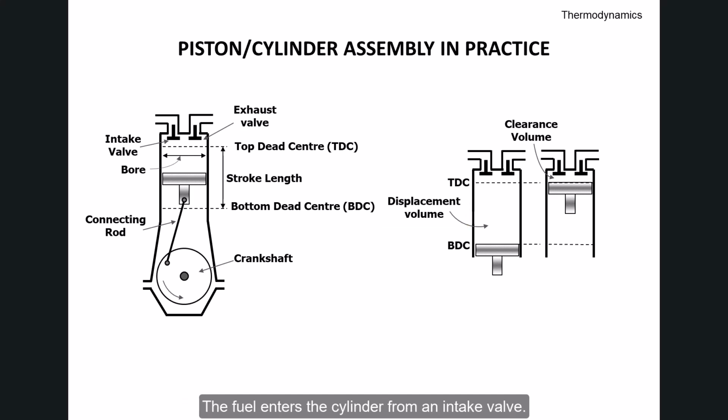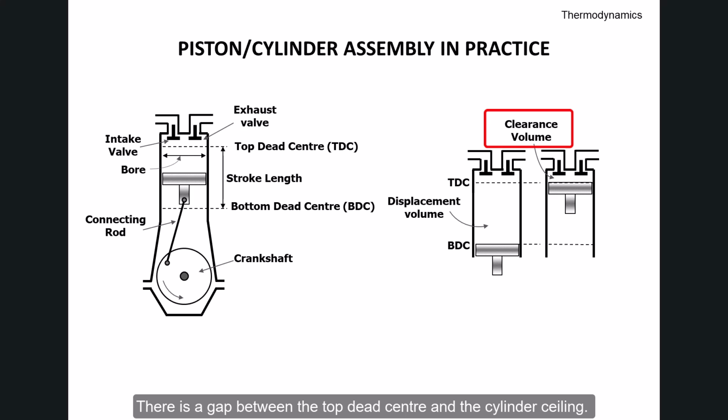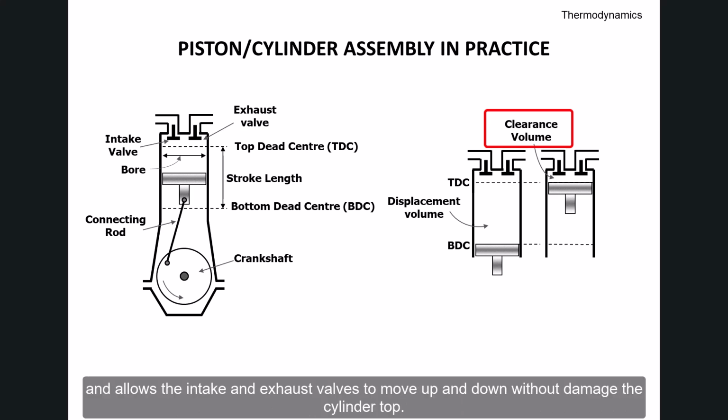The fuel enters the cylinder from an intake valve. After the combustion, the products of the combustion leave the cylinder from the exhaust valve. There is a gap between the top dead center and the cylinder ceiling. The volume in this gap is called the clearance volume and allows the intake and exhaust valves to move up and down without damaging the cylinder top.